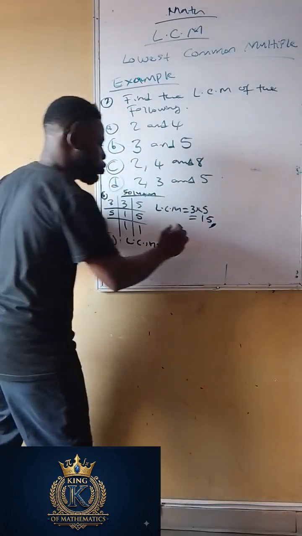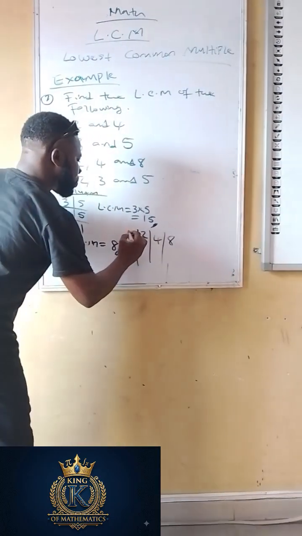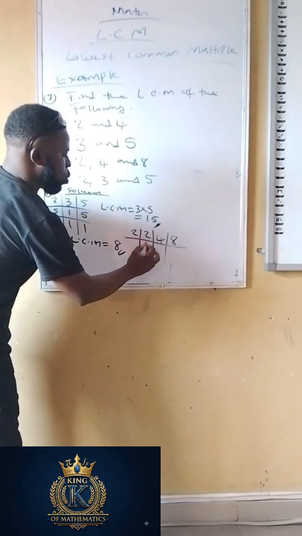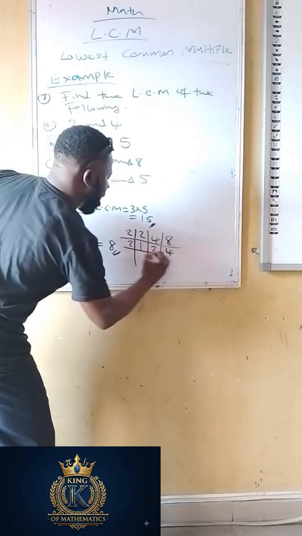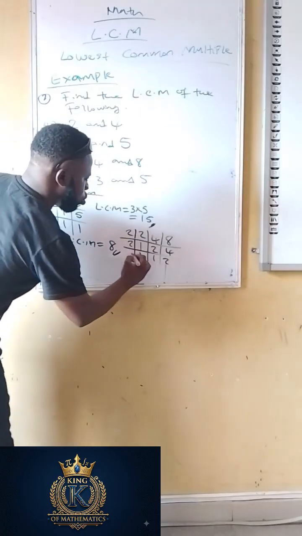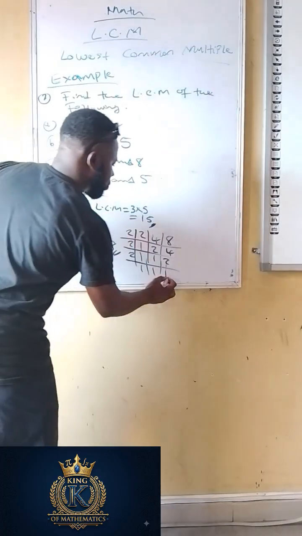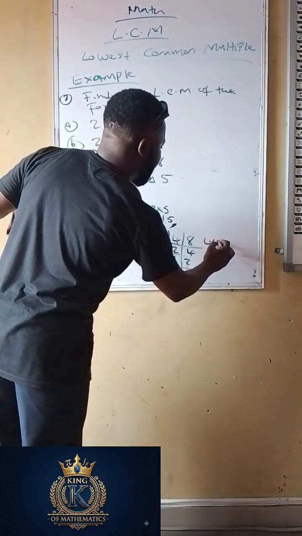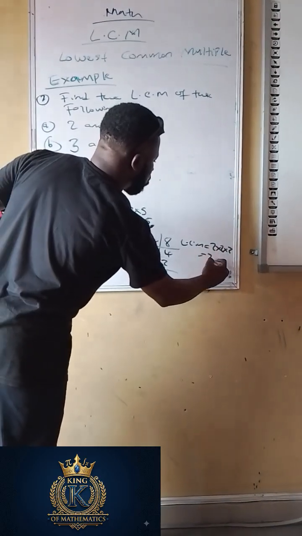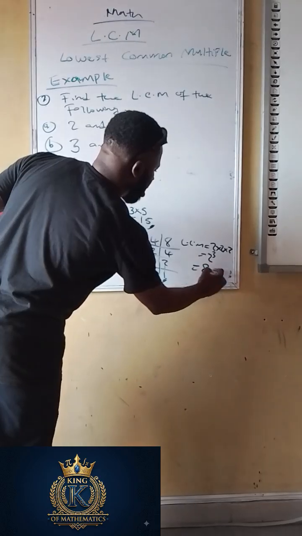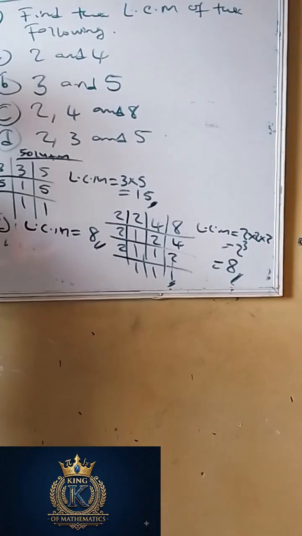Let's see it in the actual sense. 2, 4, 8. We have 2 here, 1, 2 here, 2 here, 4. 2 here, 1, 1, 2. 2 here, you have 1, 1, 1. So LCM equals 2 times 2 times 2, which is 2 raised to the power 3, which is 8. I want to believe you are learning something.